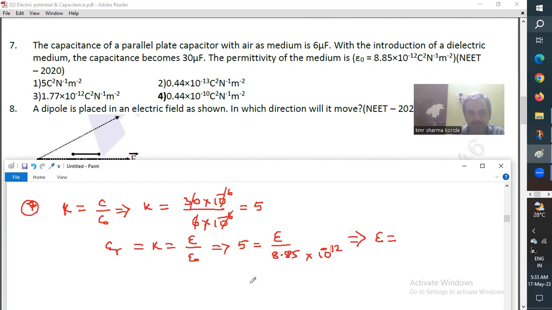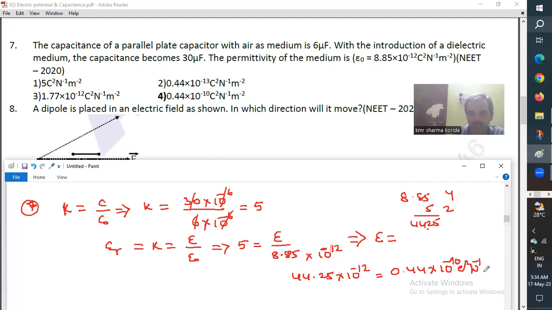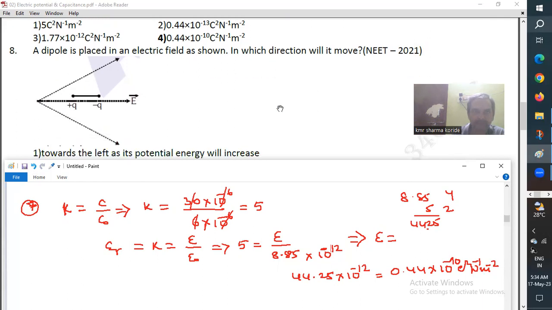Roughly, this is going to be 8.85 into 5, which is 44.25, into 10 to the power of -12, remember. You can make this 0.44 into 10 to the power of -10. The unit is the same: coulomb square, Newton inverse and meter square inverse. So the fourth option is correct.